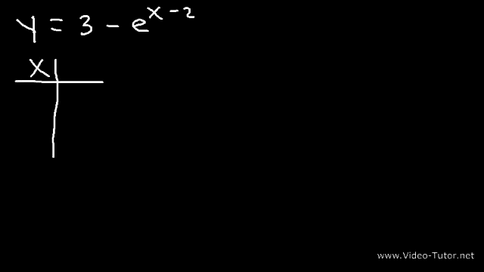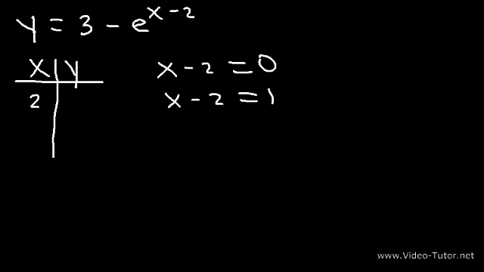Try this one. Let's say y is equal to 3 minus e to the x minus 2. So what values should we plug into the table? If you're not sure, set the exponent, in this case x minus 2, equal to two numbers, 0 and 1. Therefore, the x values that we should choose are 2 and 3. The graph has been shifted 2 units to the right. So instead of choosing 0 and 1, add 2 to both of those numbers.